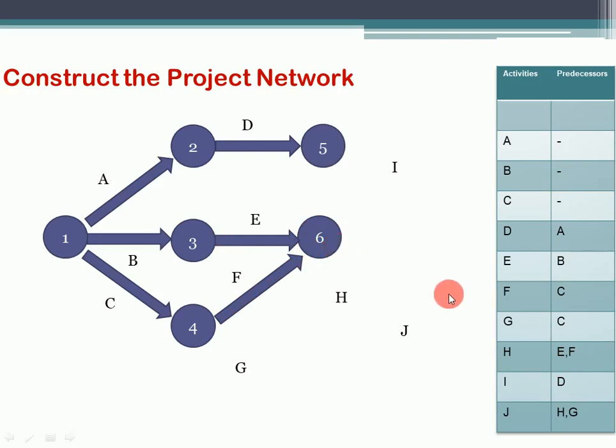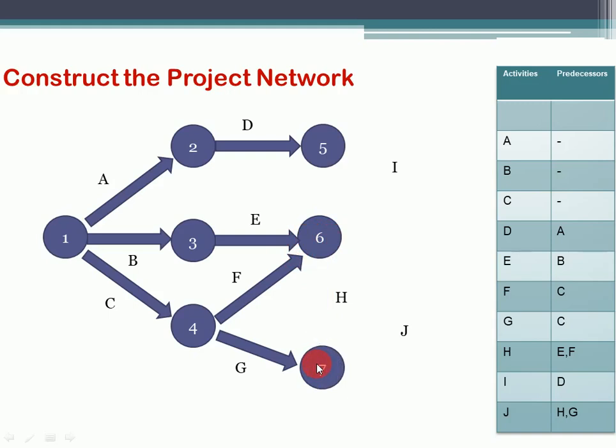We completed F, now it's G. Activity G again has C as its predecessor. C is ending at 4, so it will get started from 4, like this. And as the previous activities, E and F, are ending at node 6, this one will end at node 7, like this.